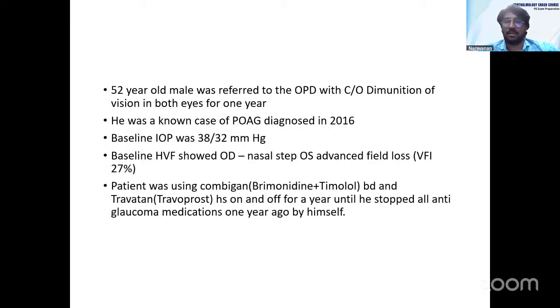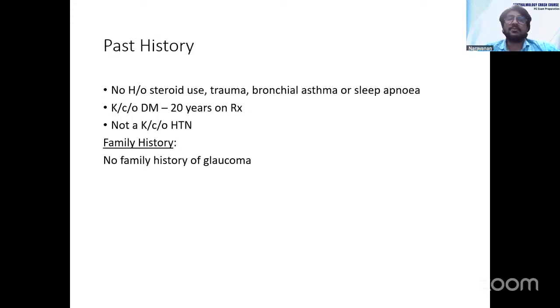Patient was on Combigan. Always make sure you don't use only the trade names, but also elicit the drugs if the patient is showing you the bottle, and on Travoprost on and off. In his past history, he had no use of steroid, no trauma, bronchial asthma, sleep apnea, and he was a known diabetic for 20 years on treatment.